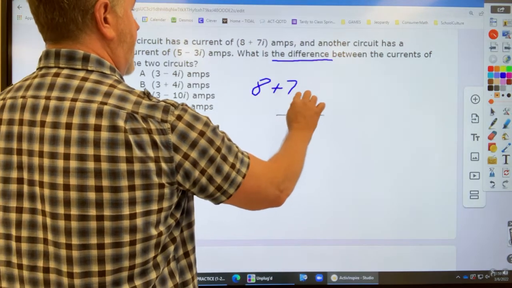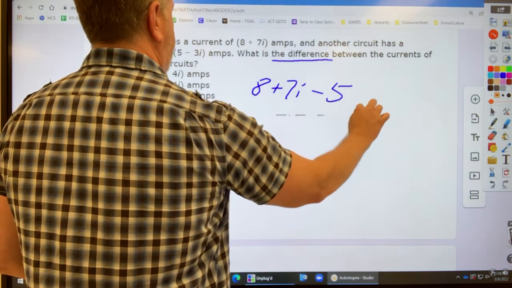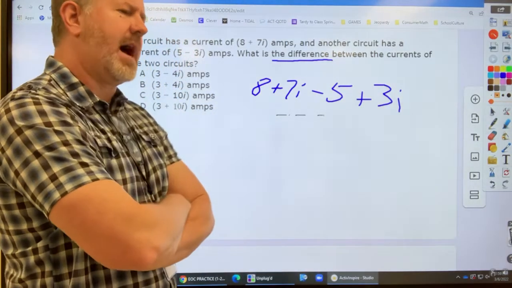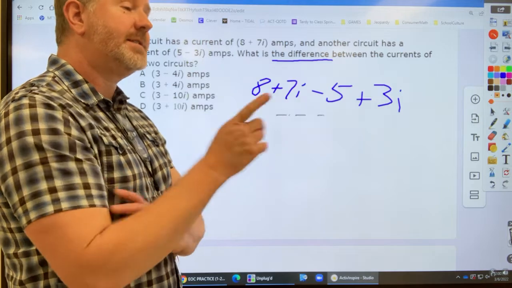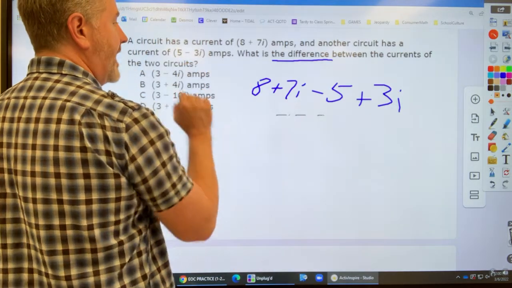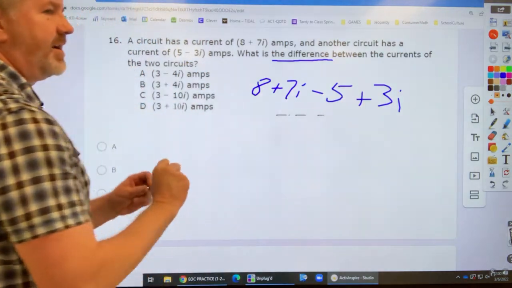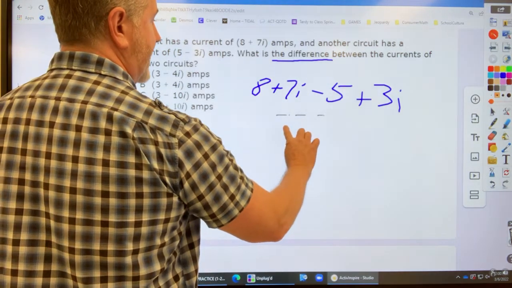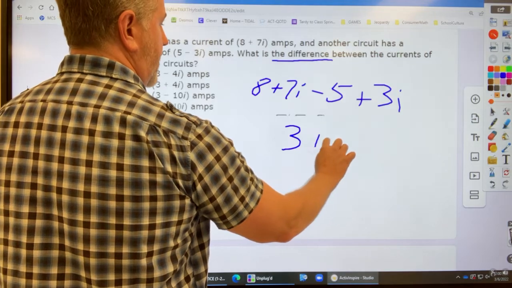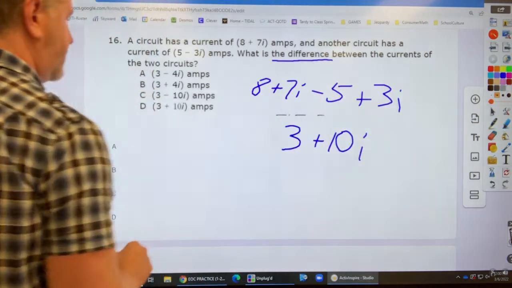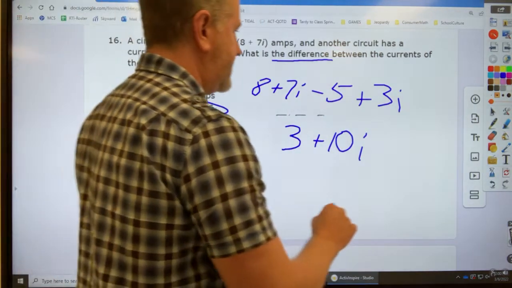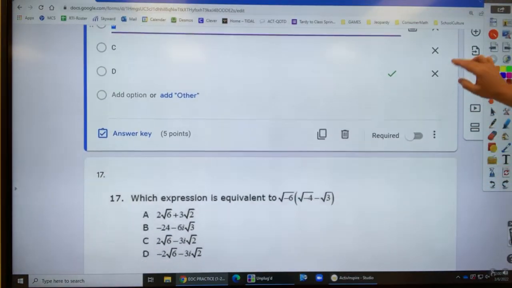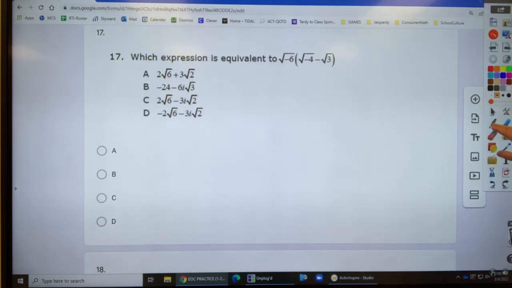8 plus 7i minus 5 plus 3i. Katie, why did I do plus 3i if I'm subtracting? Exactly, because I'm subtracting that whole binomial and I've got to distribute. I just went ahead and took away my parentheses and changed all the signs for quickness, to be quick. Plus 10i. That should be D. Let's double check, make sure it is. Yep, there it is. All right, 4 more to go.